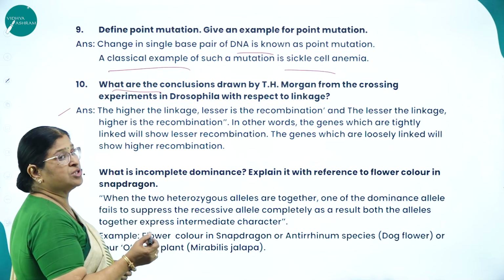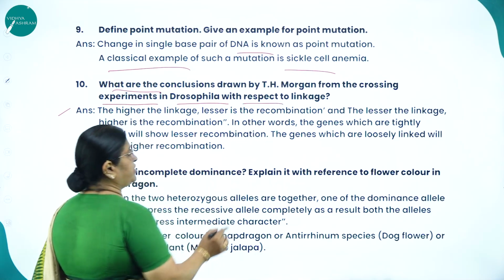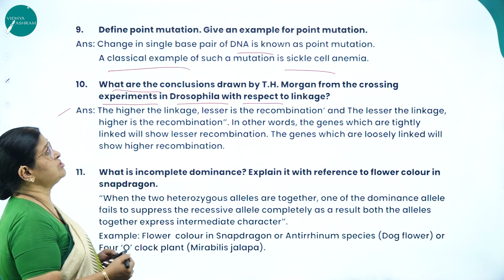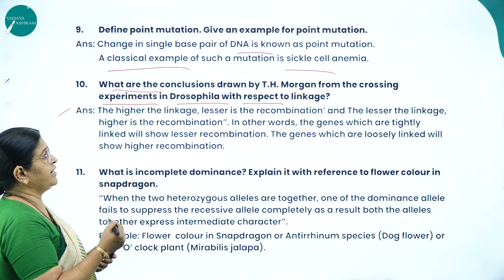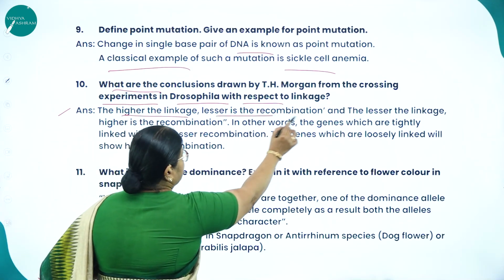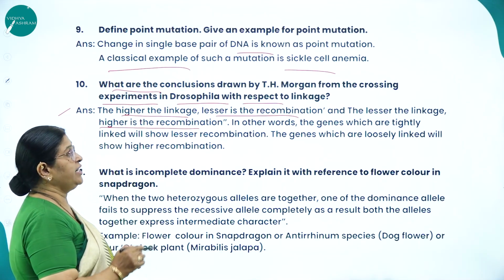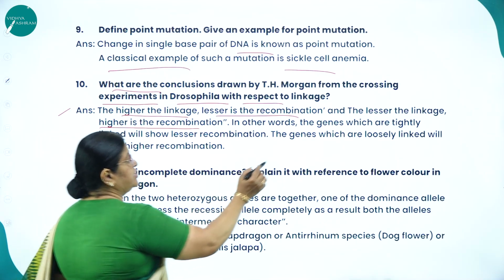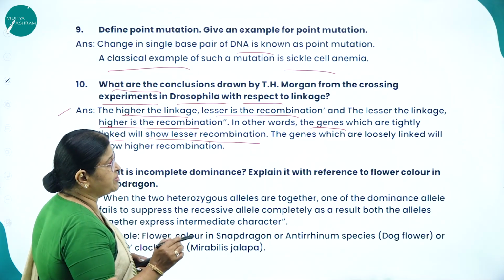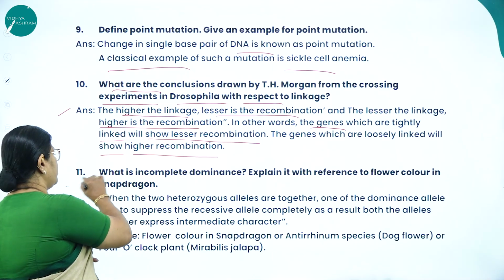Then moving on to question number 10. What are the conclusions drawn by T.H. Morgan from the crossing experiments in Drosophila with respect to linkage? What was his opinion? The higher the linkage, lesser is the recombination, and lesser the linkage, higher is the recombination. In other words, the genes which are tightly linked will show lesser recombination, and the genes which are loosely linked will show higher recombination.